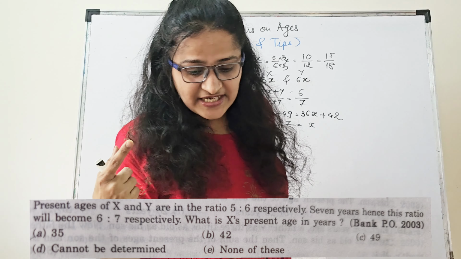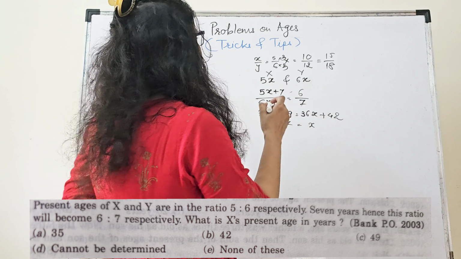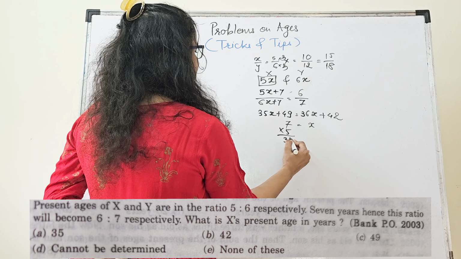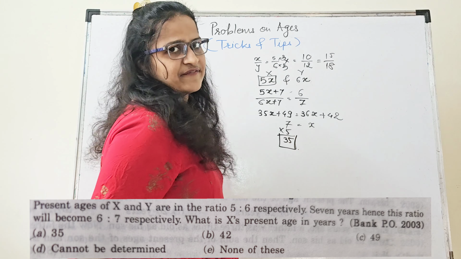Now which age are they asking? They are asking the age of x. So x's age is 5x, so 7 into 5 is 35. So x's age is 35.